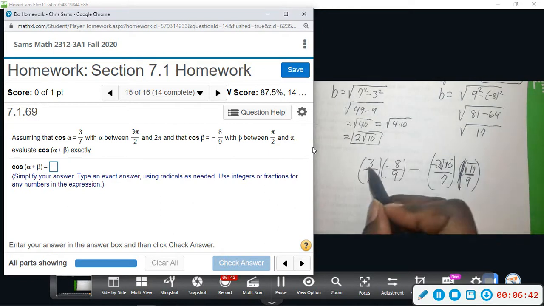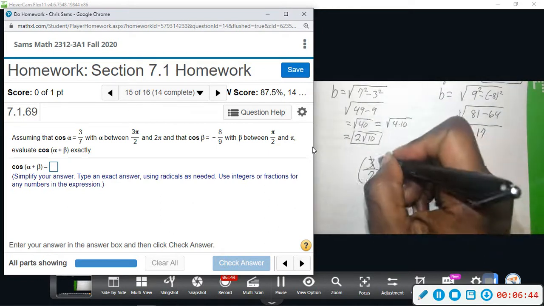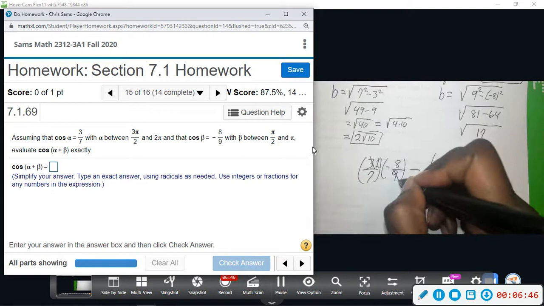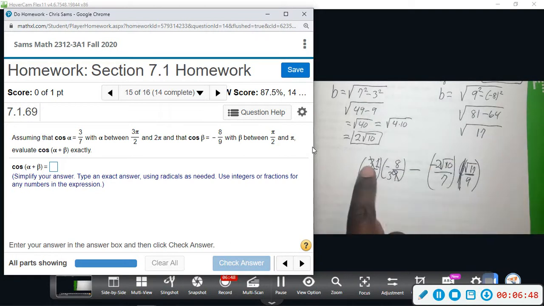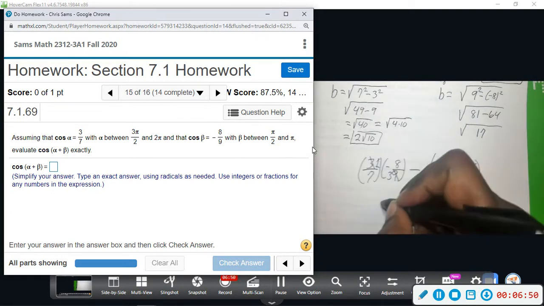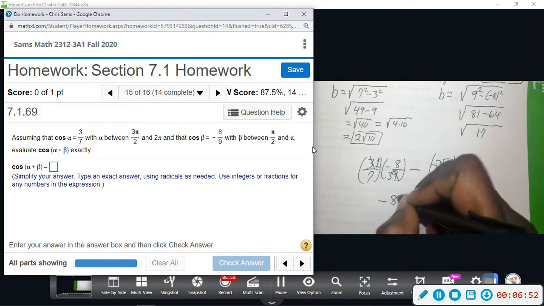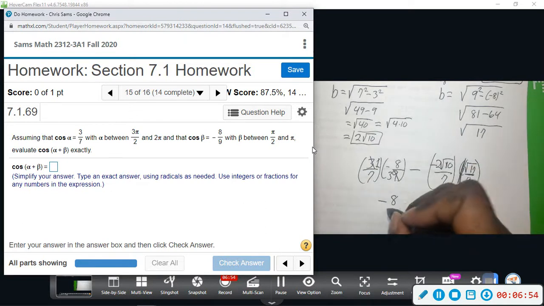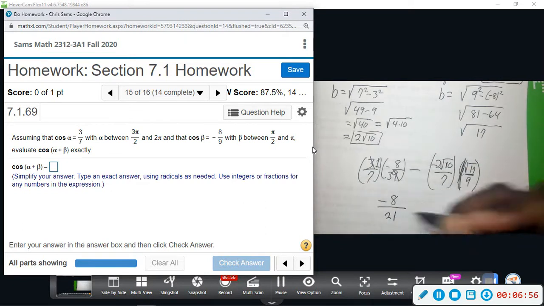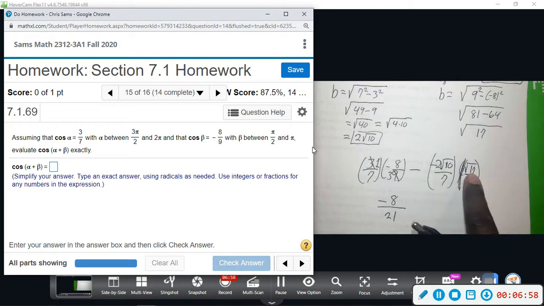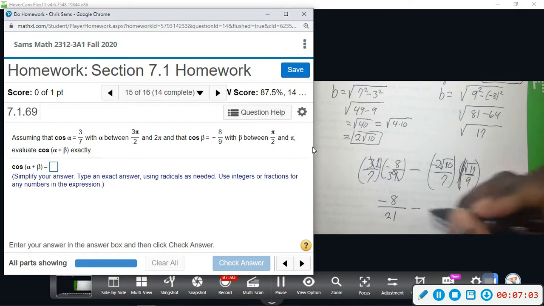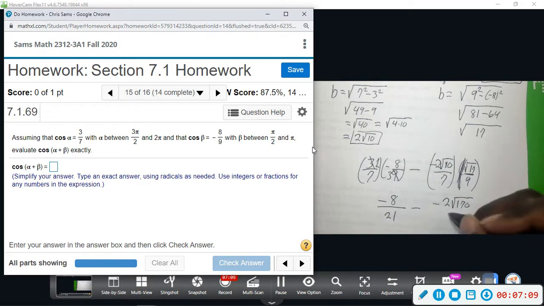I will reduce this before I multiply. Divide by 3, that will be a 1. Divide by 3, that will become a 3. So 1 times negative 8 gives me negative 8. And 3 times 7 will give me 21. And then we'll multiply the 17 and 10. That will give us minus, and this will be a negative 2 square root of 170 over 7 times 9 is 63.